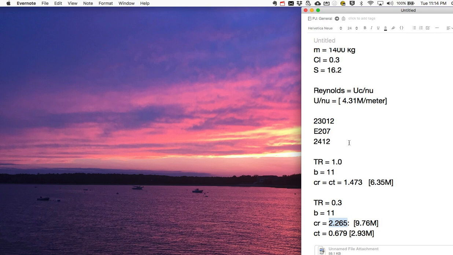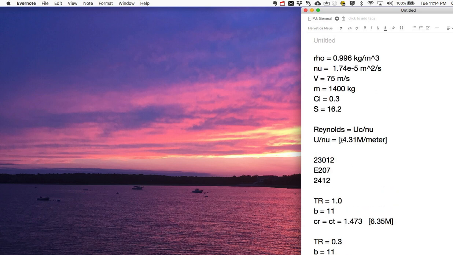One interesting, useful sort of metric is the Reynolds number per meter. We have the Reynolds number, which is the velocity times the chord divided by the kinematic viscosity, and I can compute just the velocity over the kinematic viscosity, and this will essentially be the Reynolds number that I'm going to get per meter. If I multiply by a chord of 1 meter, so this is 4.31 million per meter. So if I multiply by a chord of 1 meter, my Reynolds number would be 4.31 million.